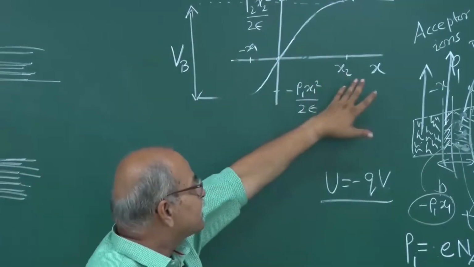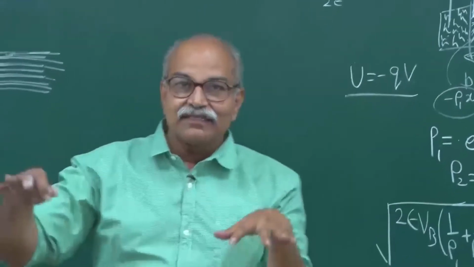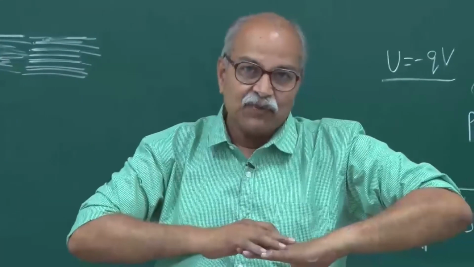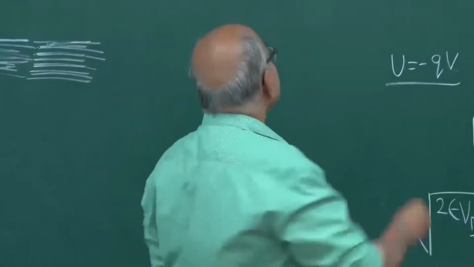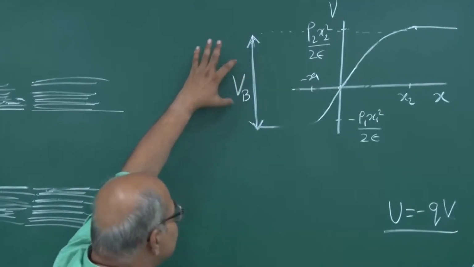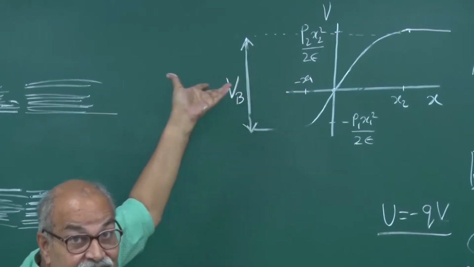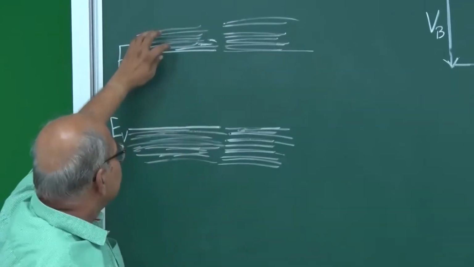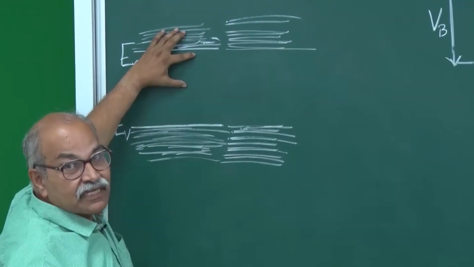So relative to the n side, the energy levels are shifted by different amounts. Relative to the n side, the p side will go up by this much energy, Q times VB. This much is the total shift in each of the energy levels which are there. So if I keep this here, each of these energy levels will be shifted up. Each of these energy levels will be shifted up.